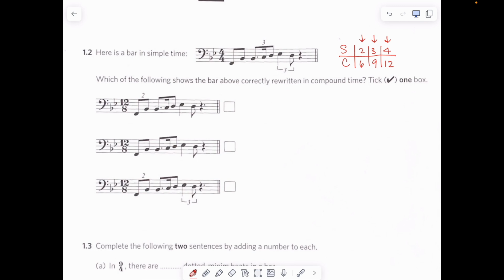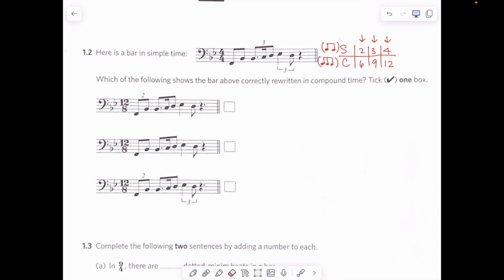Again, in simple time, everything is grouped into 2, so I just write down 2 quavers as an example. And in compound time, the beats can be split into 3 equal parts, so I'm just going to write down 3 quavers as an example. Of course, it could be 3 semiquavers instead.